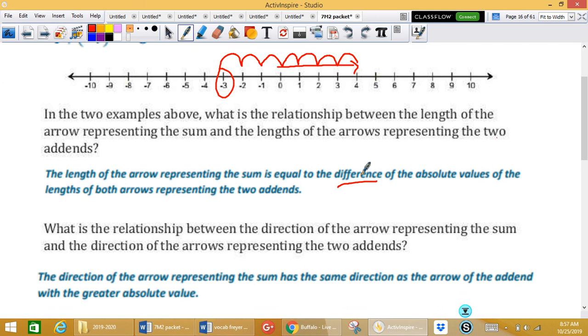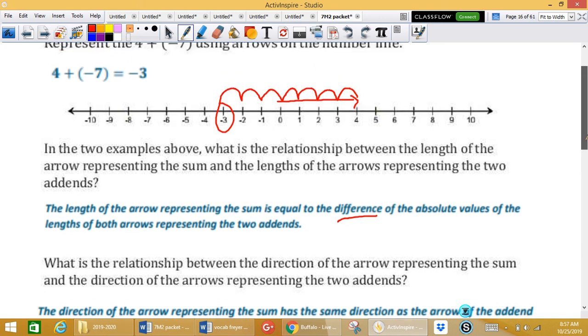What is the relationship between the direction of the arrow representing the sum and the arrows representing the two addends? The direction of the arrow representing the sum has the same direction as the arrow of the addend with the greater absolute value. So what that means is my arrow is negative 3, or 3 to the left, because when I went back, that was more.